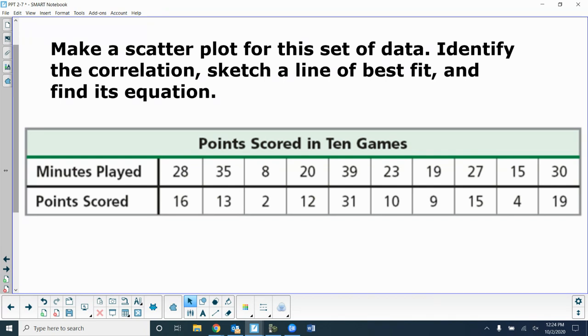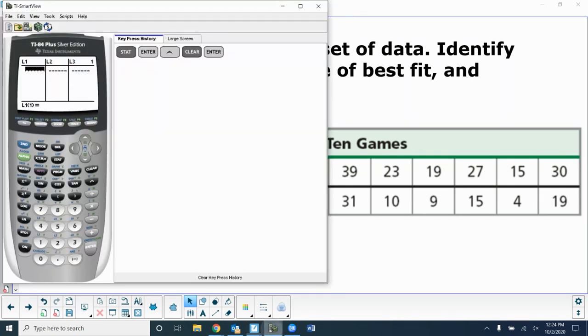I'm going to put them in now. Hunter, you're going to tell me the numbers, okay? Okay. All right. Go ahead. 39, 39, 23, 19, 27, 15, 30.